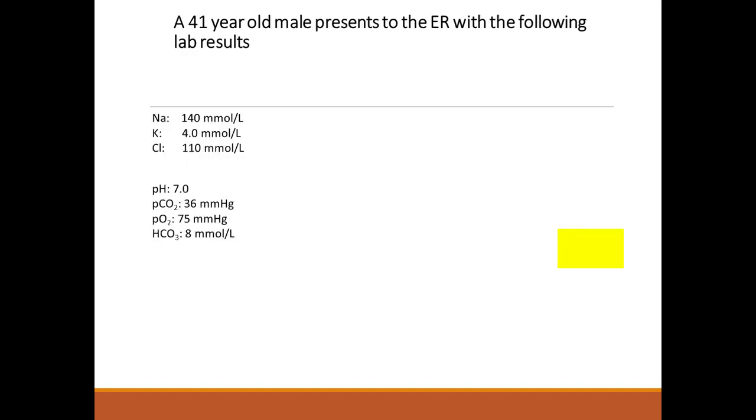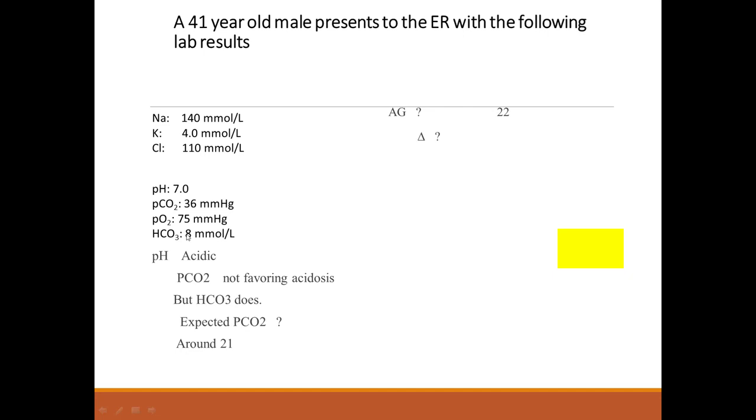In this scenario, a 41-year-old male presented to the emergency department with these labs. See the sodium 140, potassium 4, and chloride 110. The pH is acidic, the PCO2 is 36, and the bicarbonate is X. Predominant is metabolic acidosis, and what about the expected PCO2, which is around 21. The anion gap of 22 is a high anion gap, and the diagnosis would be high anion gap metabolic acidosis with respiratory acidosis.